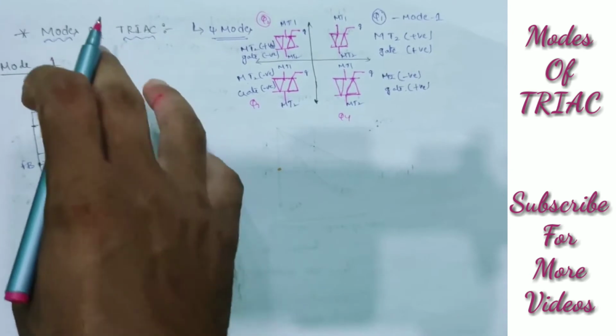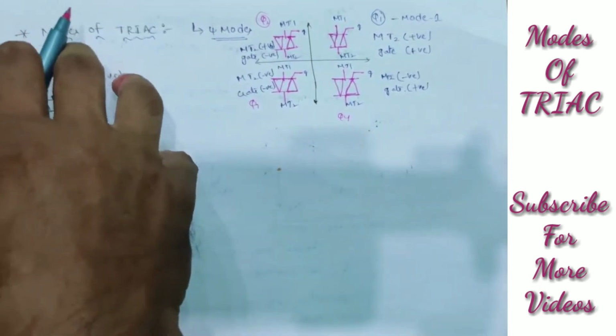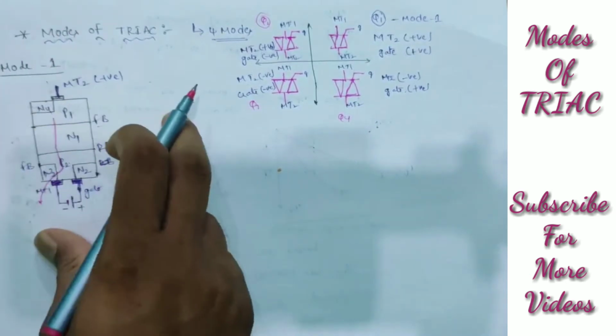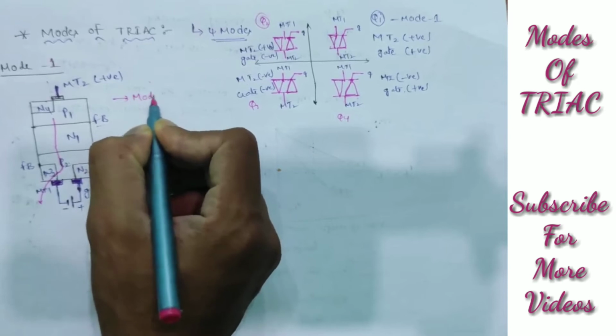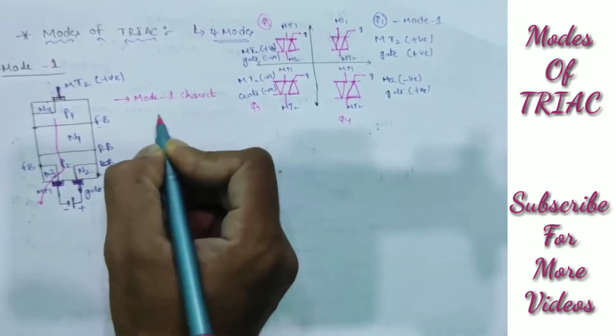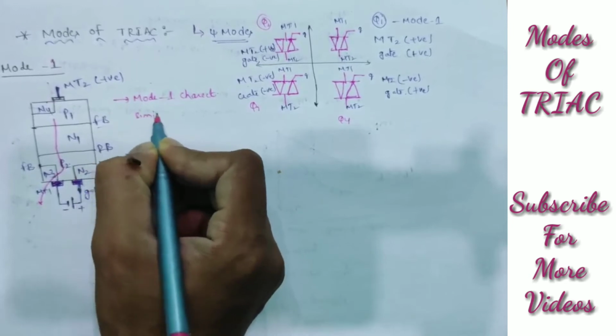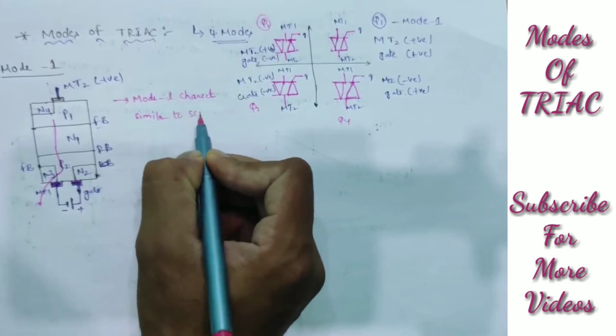So what are the characteristics? The quadrant 1, that is mode 1, characteristics are similar to the SCR.